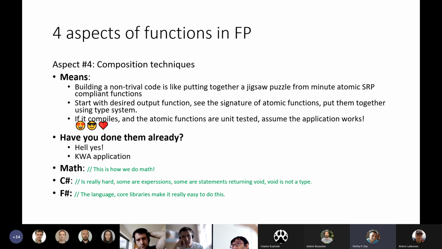Of course, other than writing those atomic functions. The main thing is if it compiles and your atomic functions are unit tested, your job is done, right? It's as simple as this. If it compiles, that's the main thing. In Haskell, it takes it one more level up: if it compiles, it works.